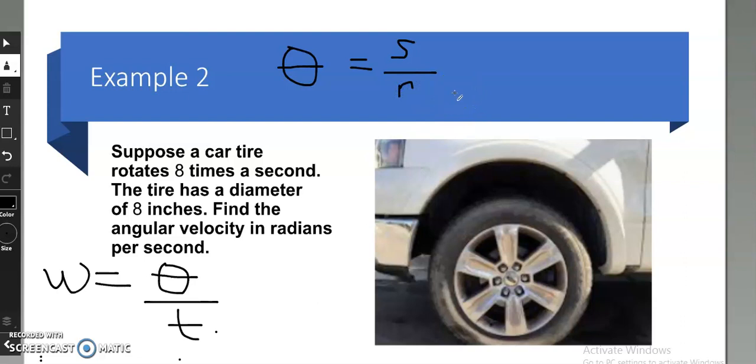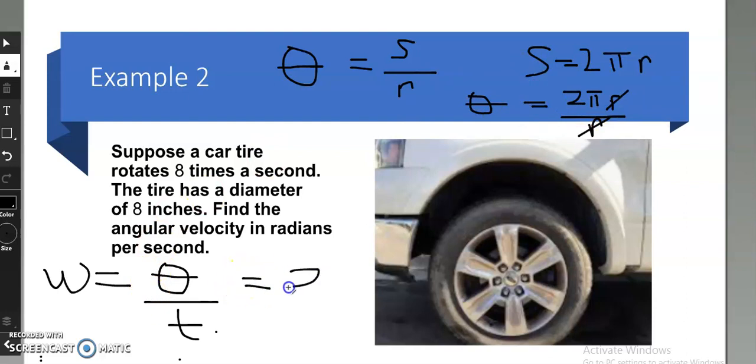Just for recalling, arc length for a full circle is equal to 2 pi r. So if I put this here, I get my angle measurement is equal to 2 pi r divided by r. My radius is canceled out, and I'm left with just 2 pi. So that's what my angle measurement will be: 2 pi divided by time.